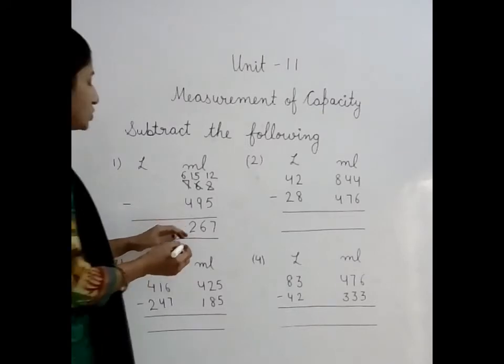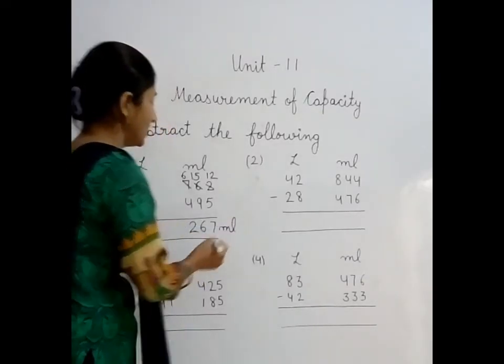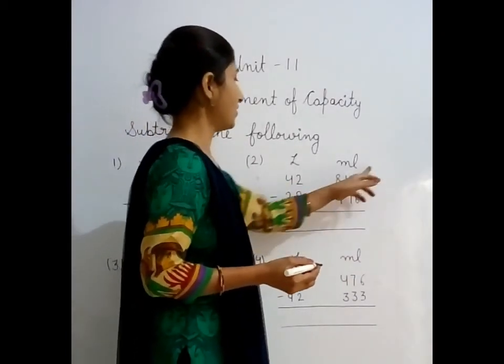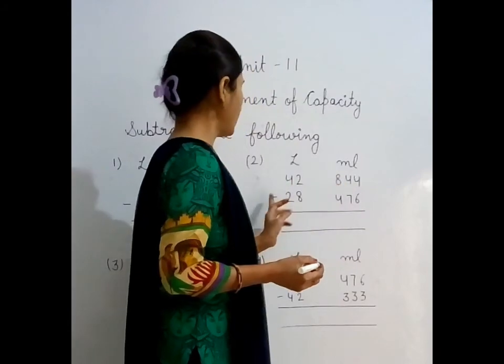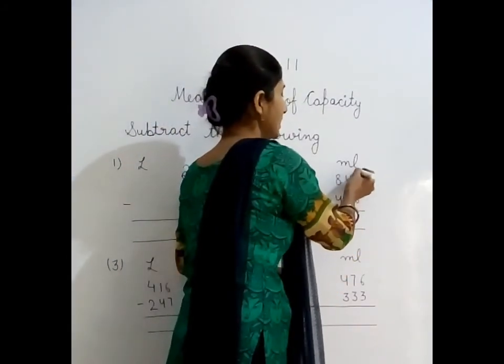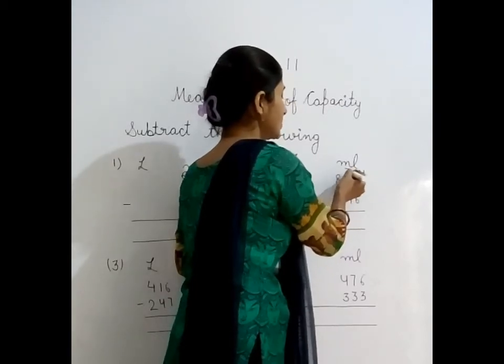So what is our answer? Our answer is 267 milliliter. See the next one. Subtraction starts from the milliliter side. 4 minus 6. Not possible. Taking borrow. Right here 14 and here is 3.